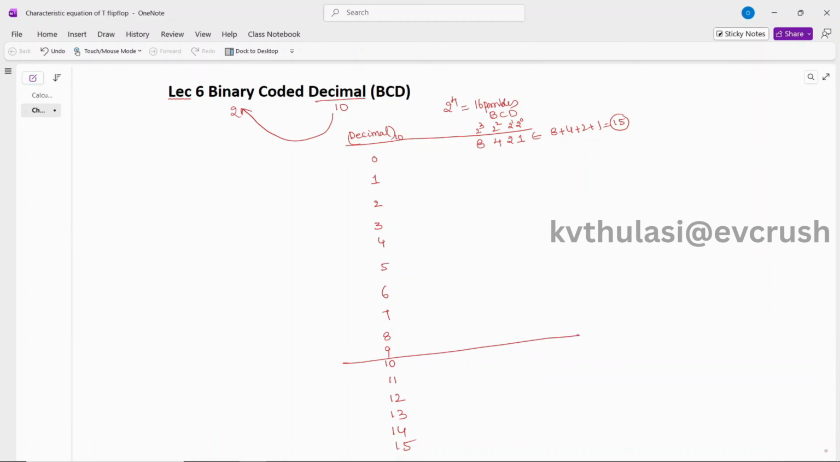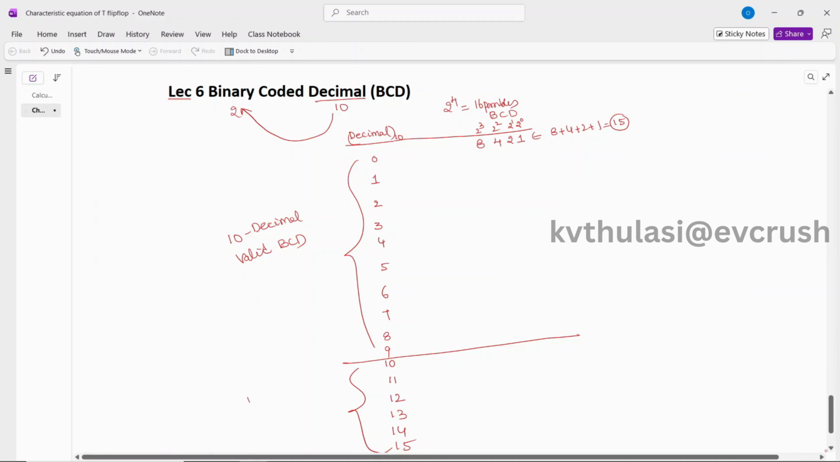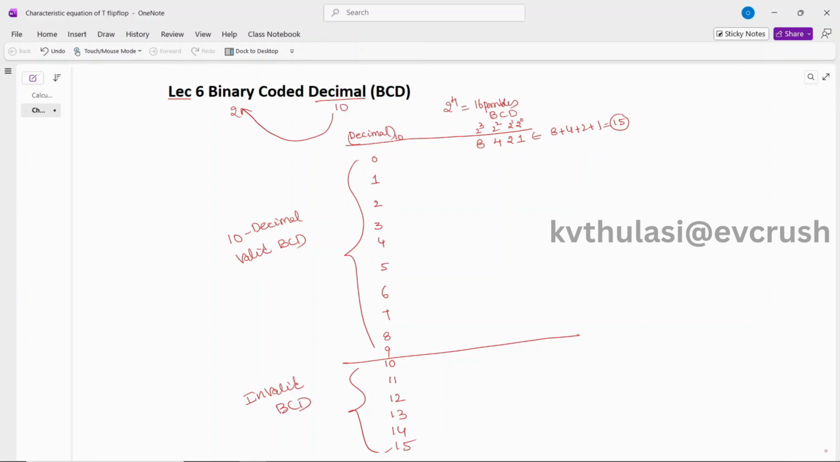Okay, now let us try to check here. So 0 to 9 we are going to have 10 decimal numbers, and these 0 to 9 are only called valid BCD numbers. So these are called valid. Here also you'll get what are called invalid BCD numbers. Let's try to check how it works.